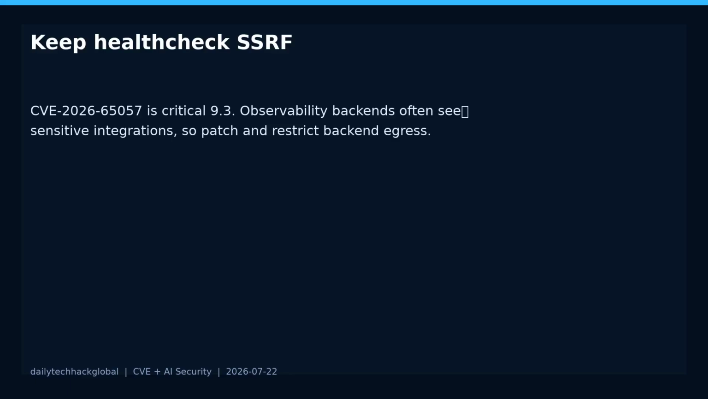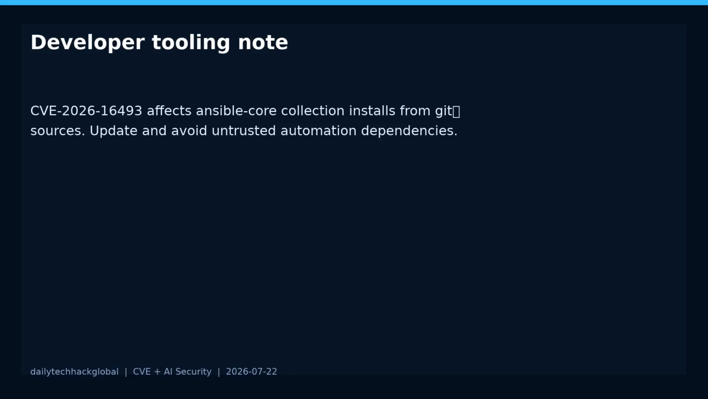Third, CVE-2026-65057 in Keep is another critical SSRF-style issue, with NVD rating it 9.3. The reported risk is an unauthenticated healthcheck path that can cause back-end requests to attacker-chosen hosts. If you run Keep or similar observability and incident tools, remember they often have broad visibility into alerts, integrations, tickets, and cloud environments. Patch, require authentication for administrative health and provider checks, and restrict back-end egress.